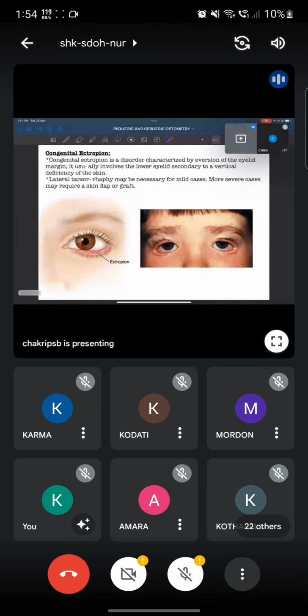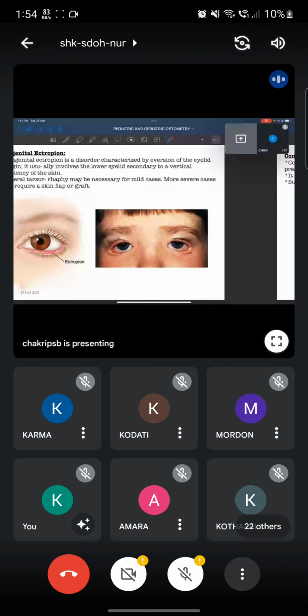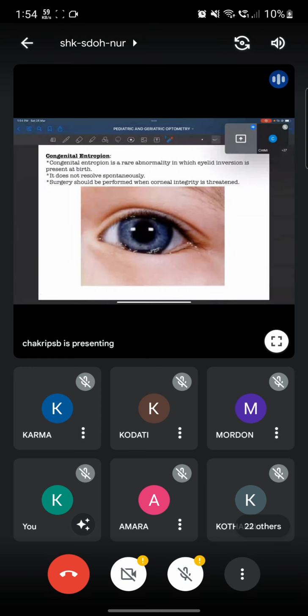And again, there is congenital ectropion. Congenital ectropion means the eyelid is turning outward. And congenital entropion, where the lower lid inverts inward. So the eyelashes will be rubbing against the cornea and sclera. This may cause corneal scar or corneal irritation, watering, photophobia, and all these symptoms occur in congenital entropion.